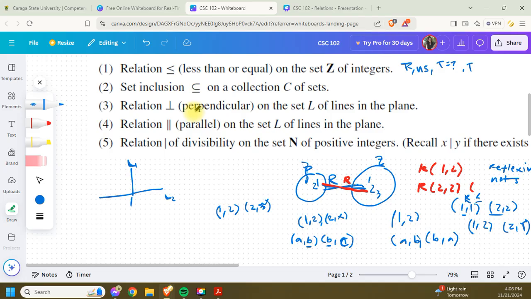Do you think this is reflexive? Is this symmetric, transitive? And technically, if this line here, is it reflexive to this line here?